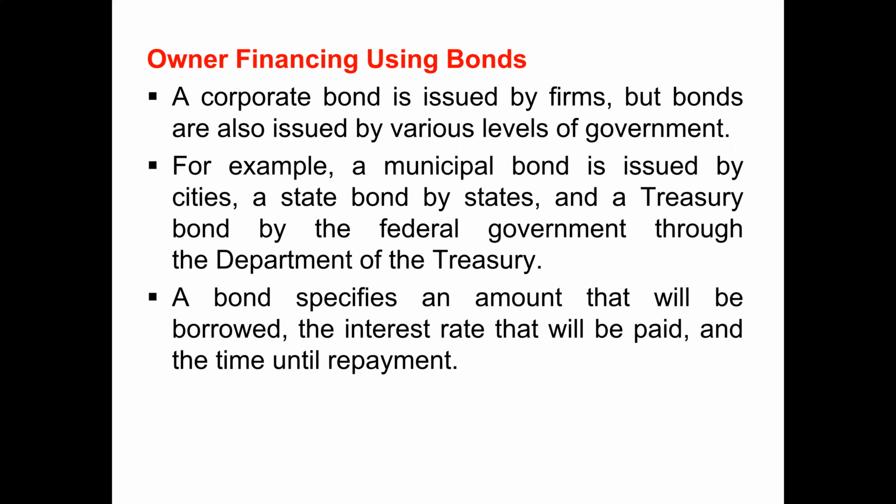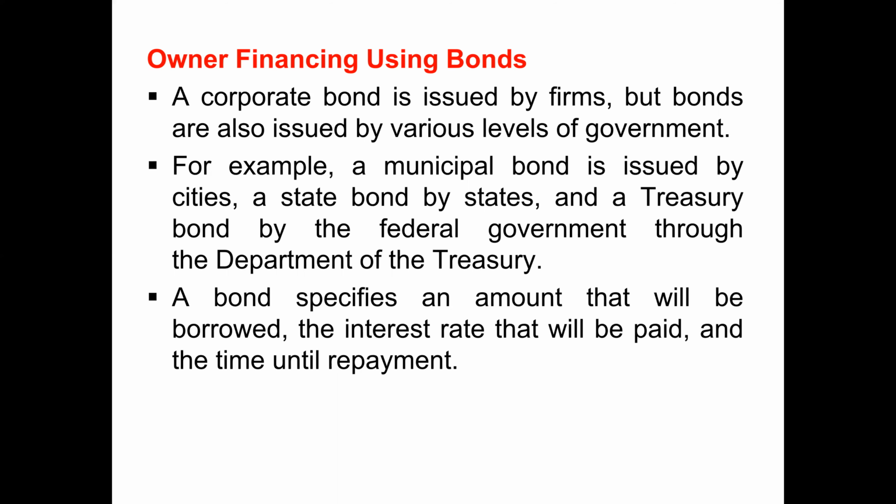Okay. For example, a municipal bond is issued by cities, a state bond by states, a treasury bond by the federal government through the Department of Treasury, or Wazarat Maliya. Okay. So these bonds can be issued at different levels to finance their projects. A bond specifies an amount that will be borrowed, the interest rate that will be paid, and the time until repayment. Okay, so how much money they have to borrow, what the interest rate will be for that money, and when they will return that payment.